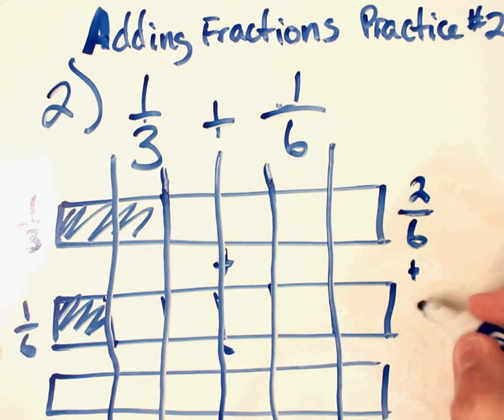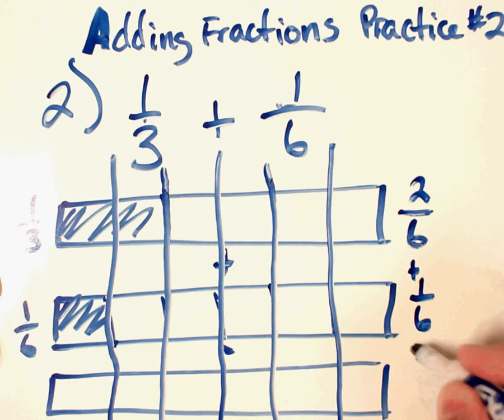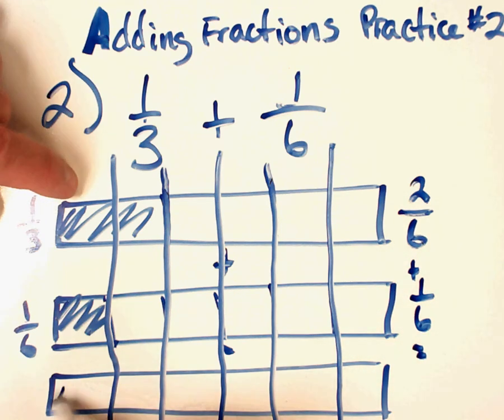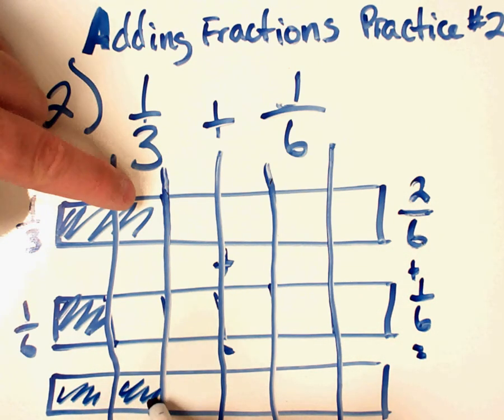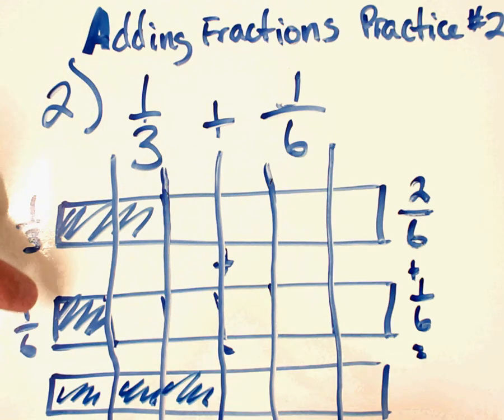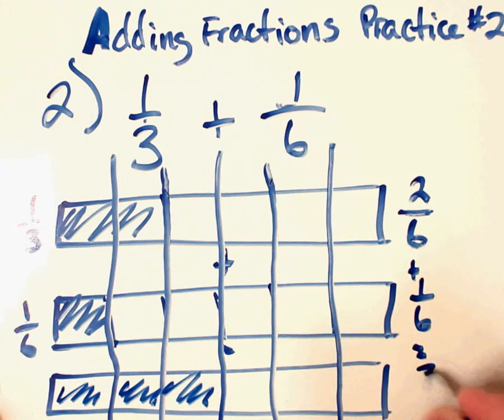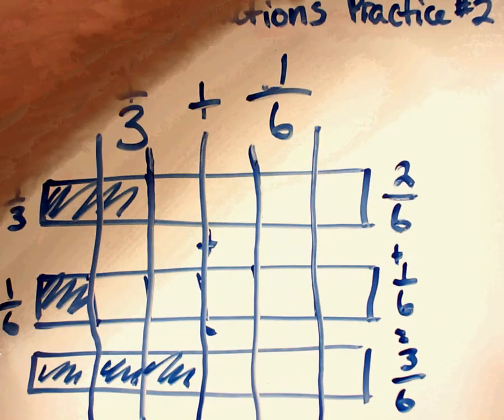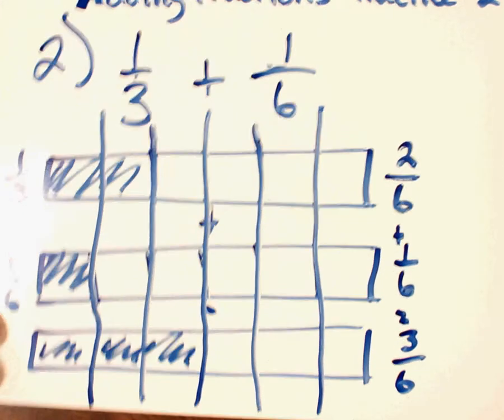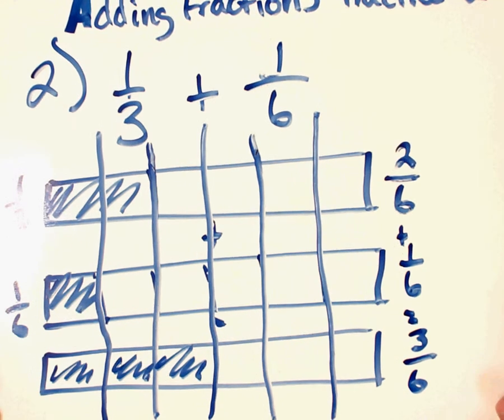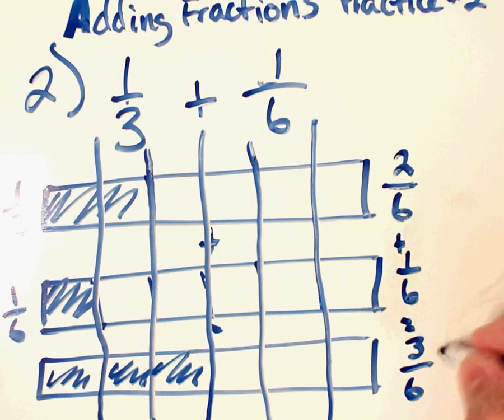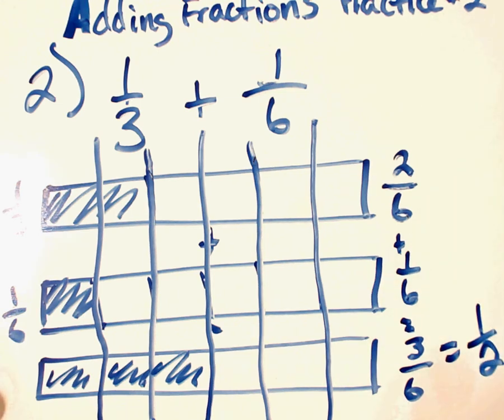My 1/6, nothing changed on that, and so I've got 1, 2, 3 sixths. Now the simplest equivalent I can come up with, if I want to simplify or reduce my answer, 3/6 is also equivalent to 1/2. And I always want to try to write my fraction in its simplest form.